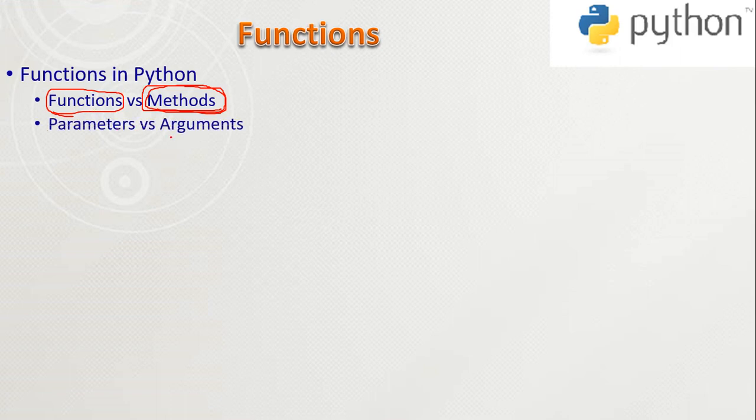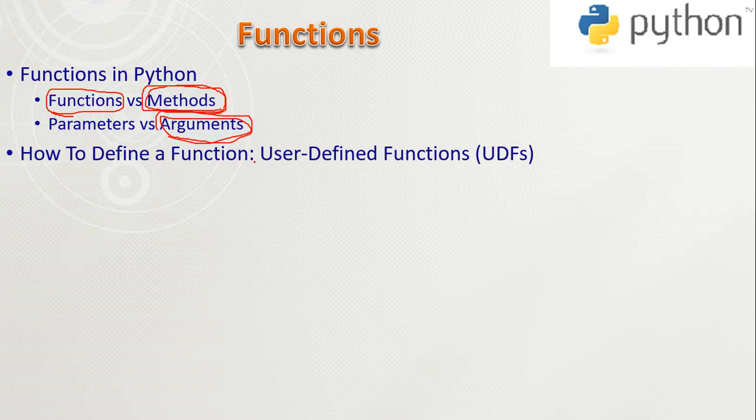Now, parameters and arguments. What are parameters? In a method body, we pass the parameters. Each variable which is declared inside a method is called a parameter. In functions, the arguments are passed while defining the function, so that is called an argument. How to define a function, we'll see. That is a user defined function.